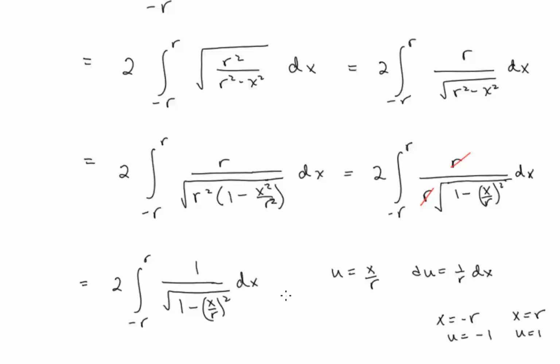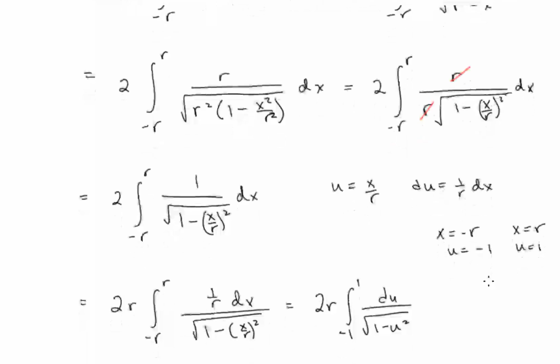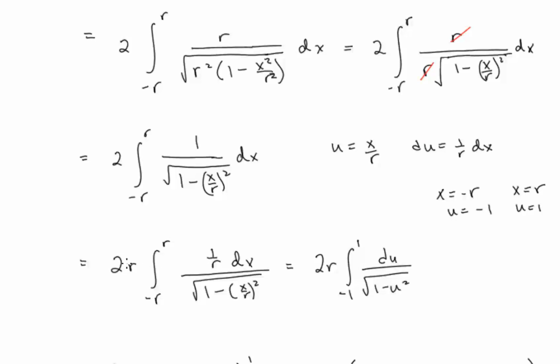And we want to use a u substitution to get this to be an arc sine integral. So u is equal to x over r, du is equal to 1 over r dx. So we put in a 1 over r, and then we multiply by an r on the outside as well. So now we have 2r integral du over radical 1 minus u squared, and we just want to change our bounds to be bounds on u. When x is equal to negative r, u is equal to negative 1. When x is equal to positive r, u is equal to positive 1. So now we're here.